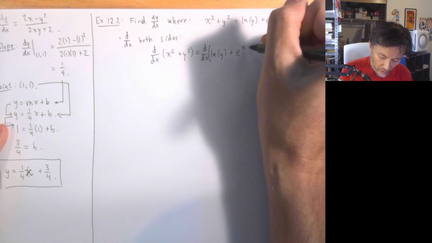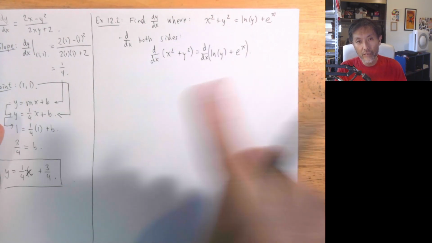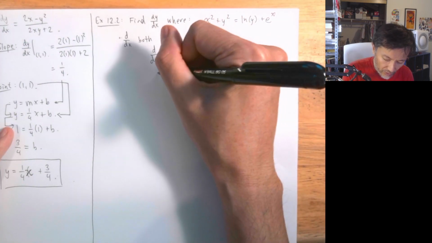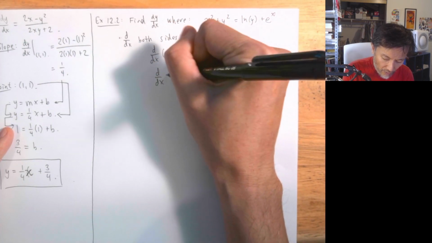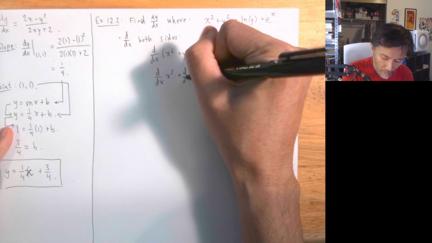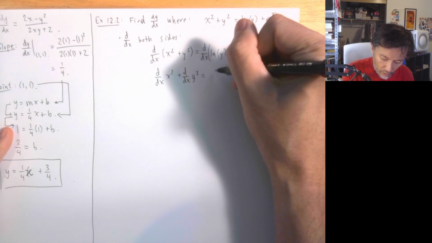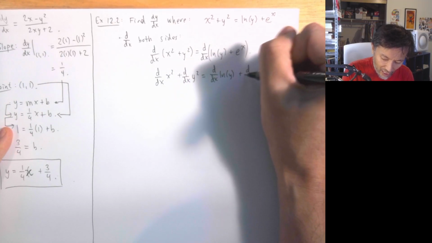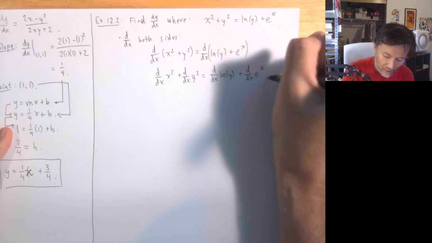I guess I could do this, right? And then we're going to use the sum rule. So the derivative of a sum is the sum of derivatives. So we get d/dx of x squared plus d/dx of y squared is equal to d/dx of natural log of y plus d/dx of e to the x.